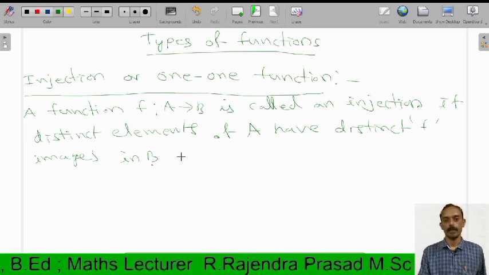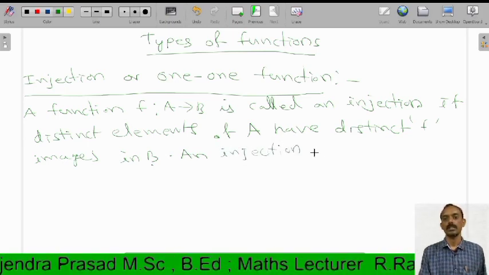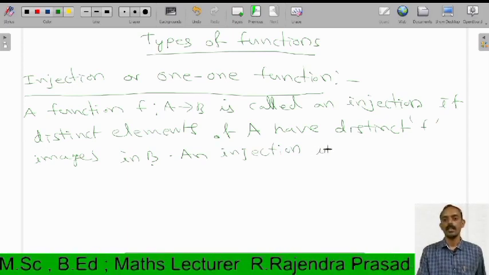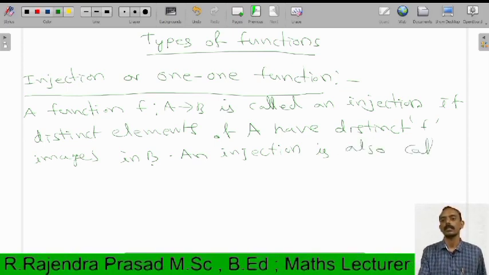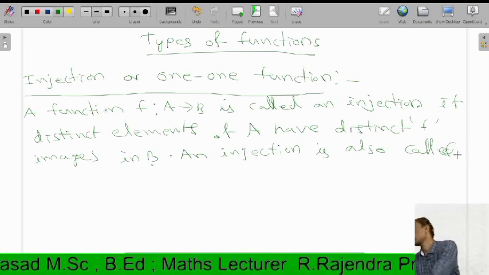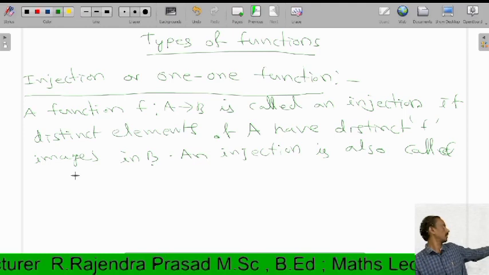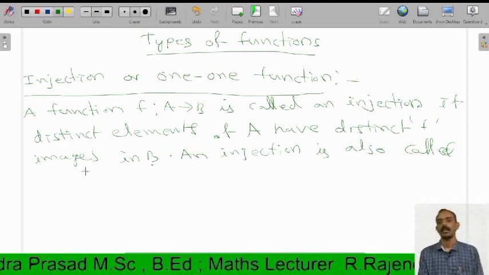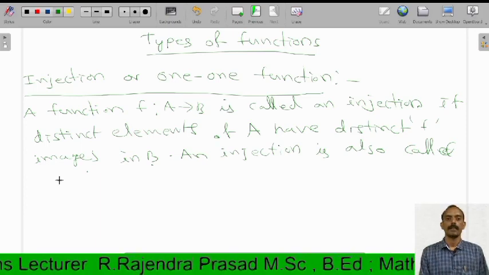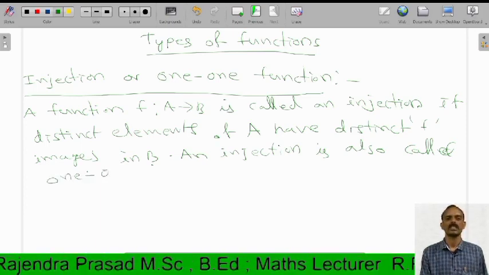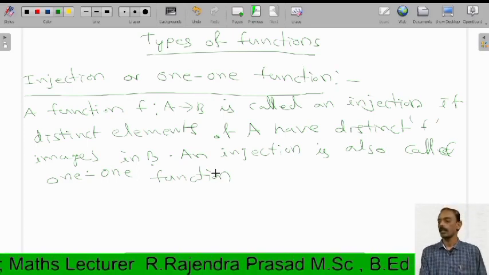An injection is also called a one-one function. An injection or one-one function.